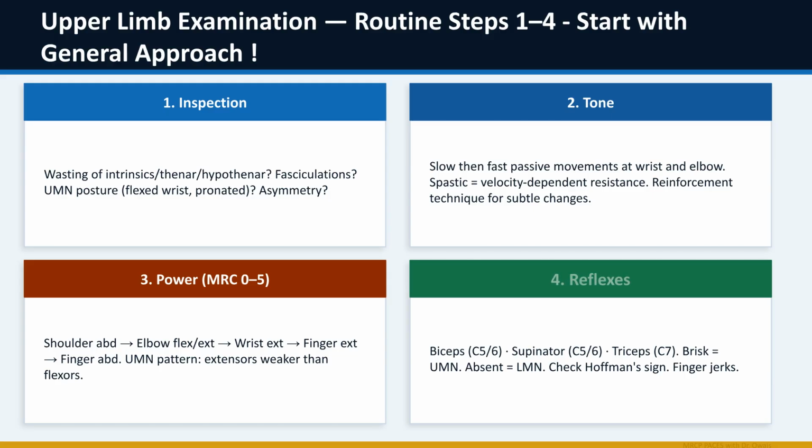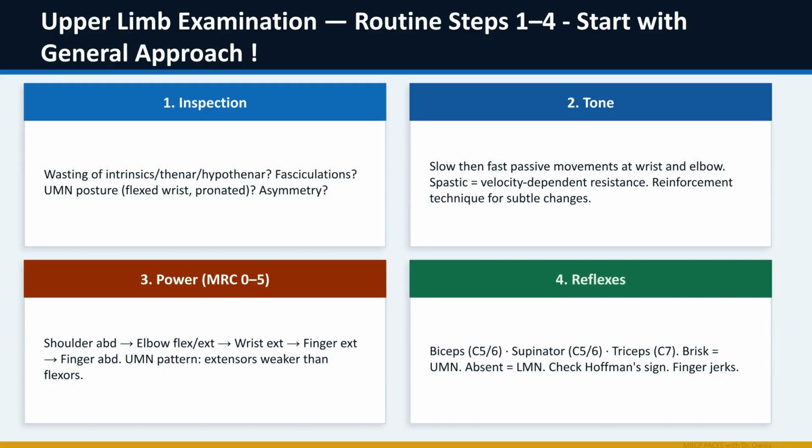Upper motor neuron lesion. Reflexes are brisk, hyperreflexic. Lower motor neuron lesion. Reflexes are diminished or absent at the level of the lesion. Check for finger jerks. Tap the flexor tendons in the palm with the patient's fingers slightly flexed. Positive finger jerks, flexion of all fingers, suggest brisk reflexes and upper motor neuron pathology.